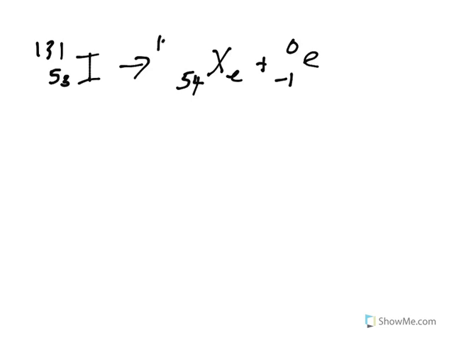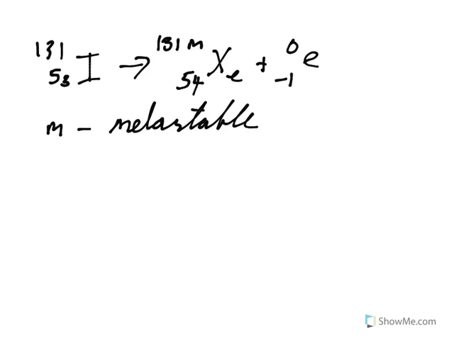And then you have the 131 up here. But what they do is they put a little M, and that M means metastable, which means that it's almost stable. It's got a little bit of extra energy in there.